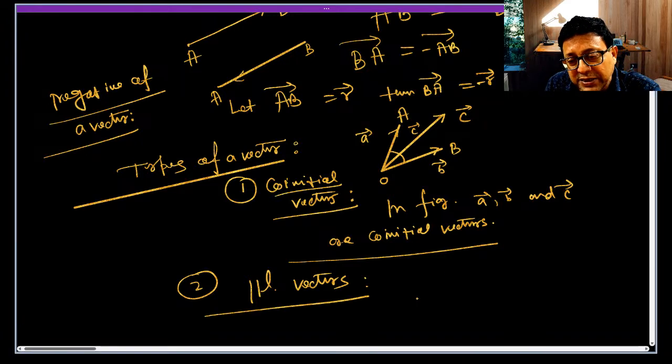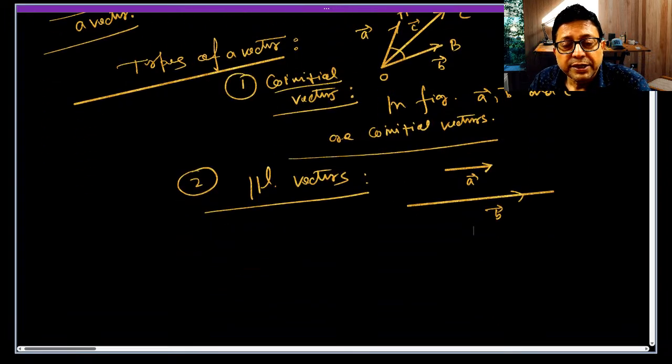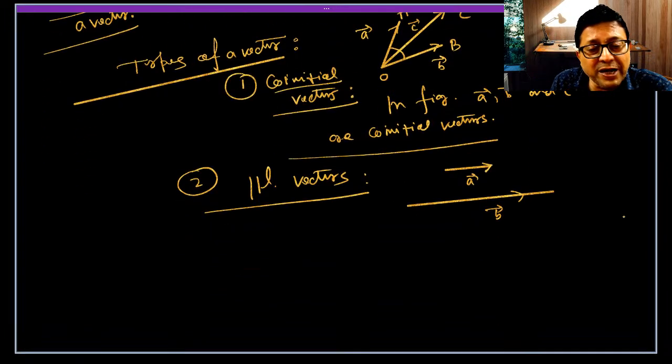If two vectors have the same direction, then they are said to be parallel. Okay? In this diagram, A and B, these two vectors are parallel.